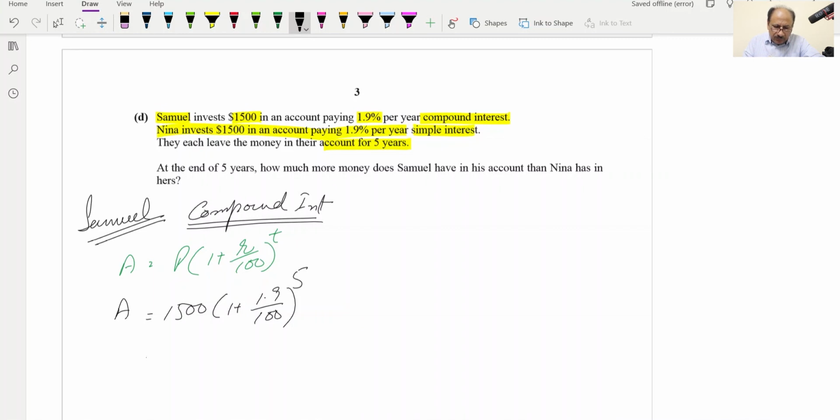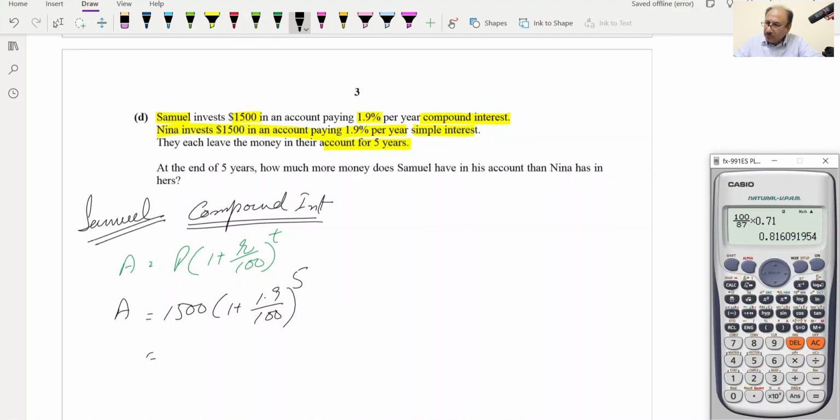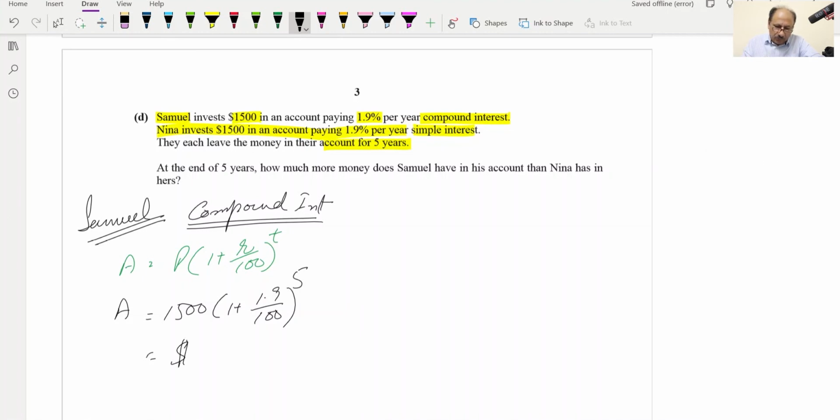So this will be the amount. This one we can calculate. This will be 1500 into 1 plus 1.9 over 100 and raised to the power 5, and this is equal to 1648 dollars. 1648. This is in case of Samuel. Now we can discuss in case of Nina.